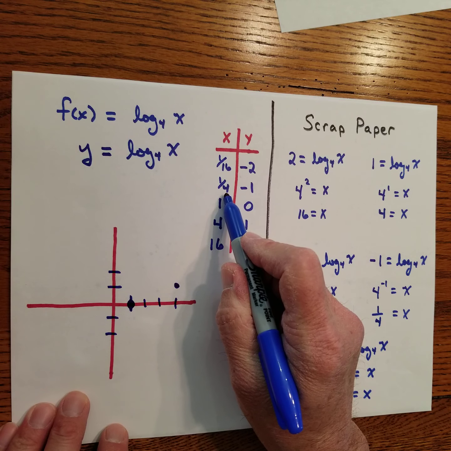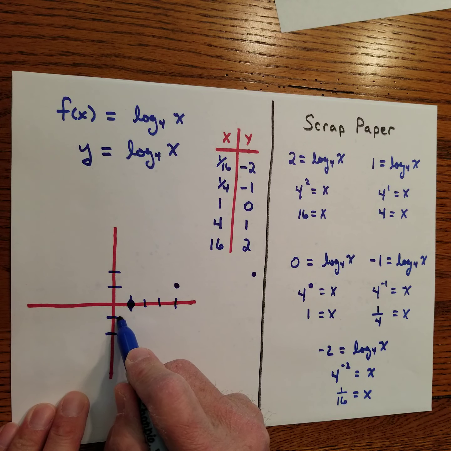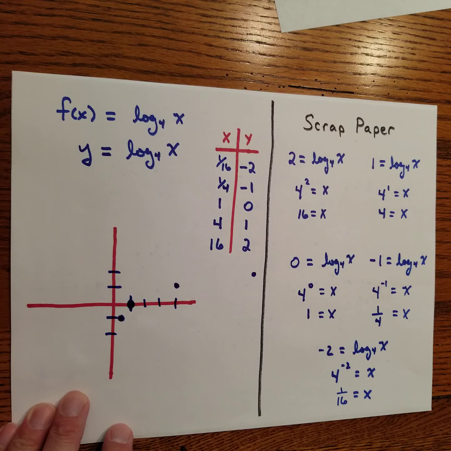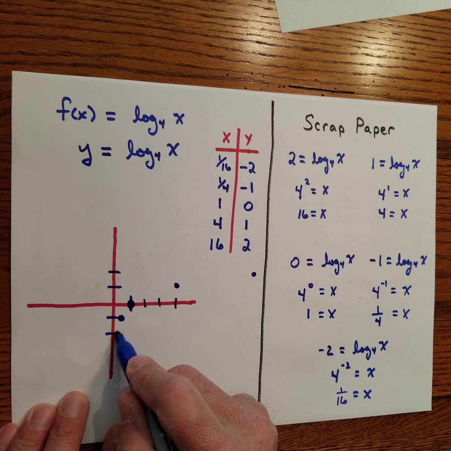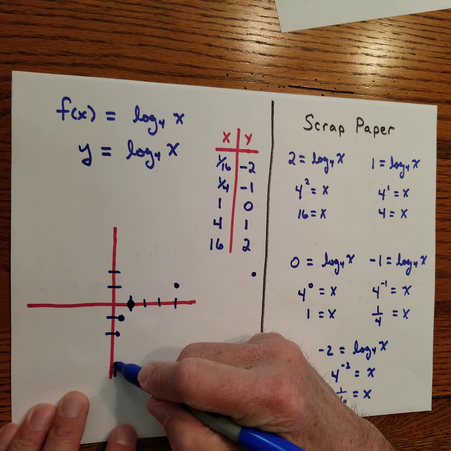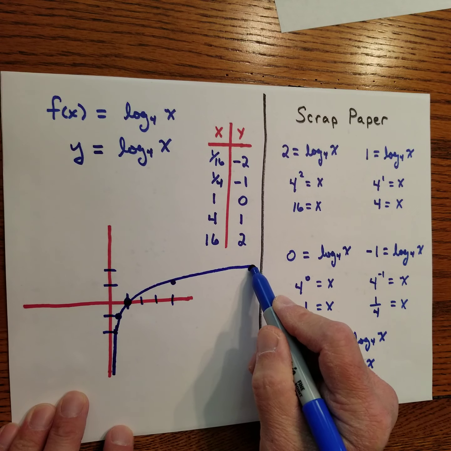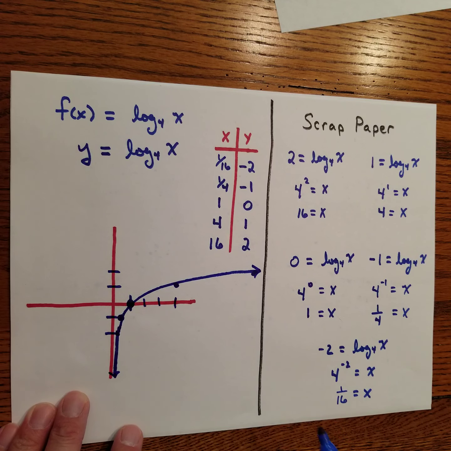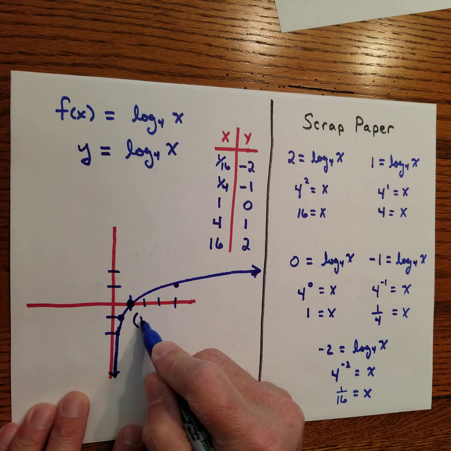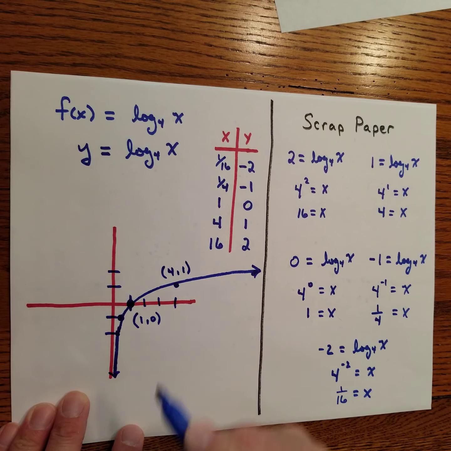Now as x gets close to 0, y drops down to -1. And when x gets even closer to 0, y is down here at -2. Can you see that the y-axis will be an asymptote? And there's my logarithmic curve. Let's label 2 points. We'll label the x-intercept at 1, 0. This was the point 4, 1. All right, that looks great.